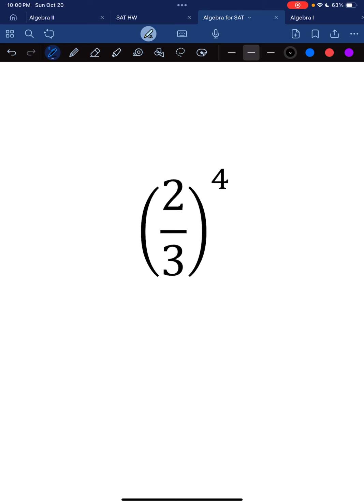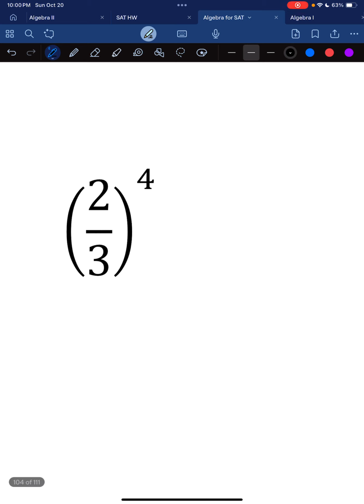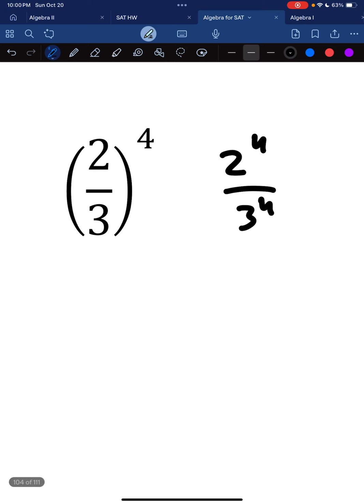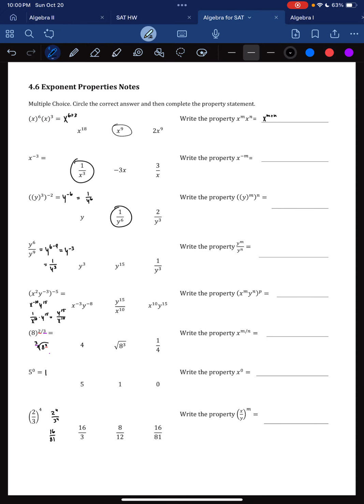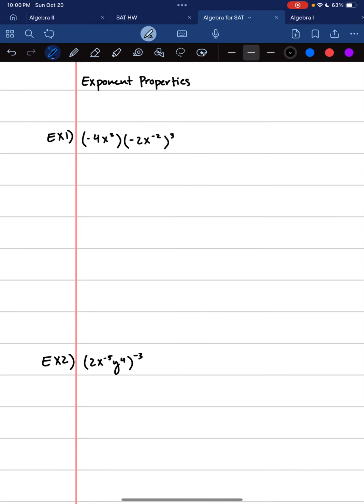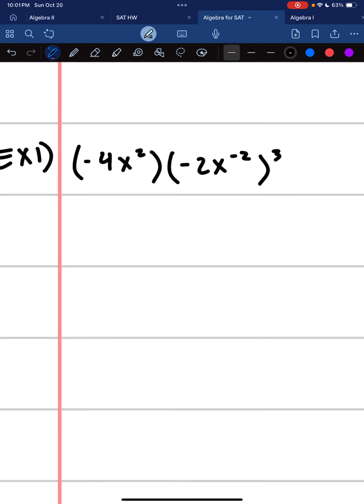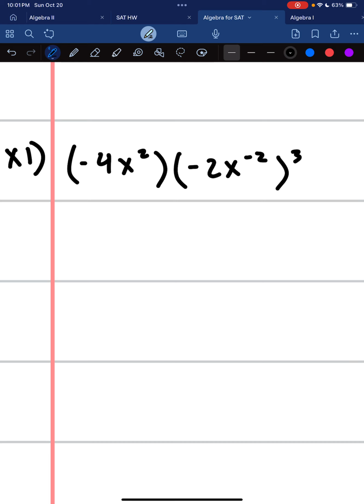2/3 to the power of 4, so all you need to do here is apply the exponent to the numerator and denominator separately. So we have 2 to the power of 4 over 3 to the power of 4, which is going to be 16 over 81. Alright, so those are some properties of exponents. Now let's practice them. So let's say we have a problem like this.